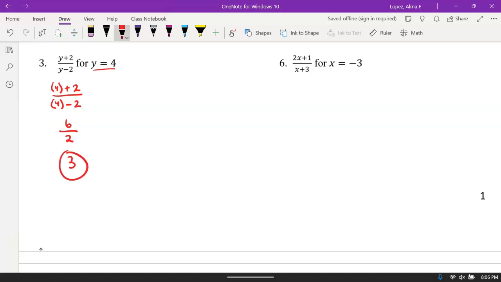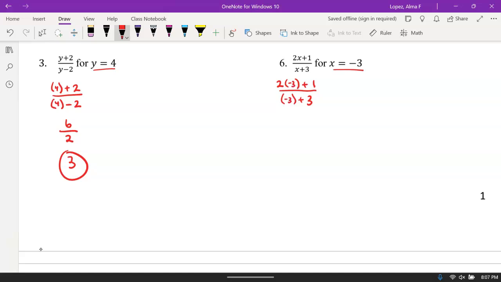All right, next one. Everywhere you have an x, in this fraction, you're going to put in parentheses. I get 2x plus 1 over x plus 3. But everywhere that they had an x, they want us to plug in a negative 3.